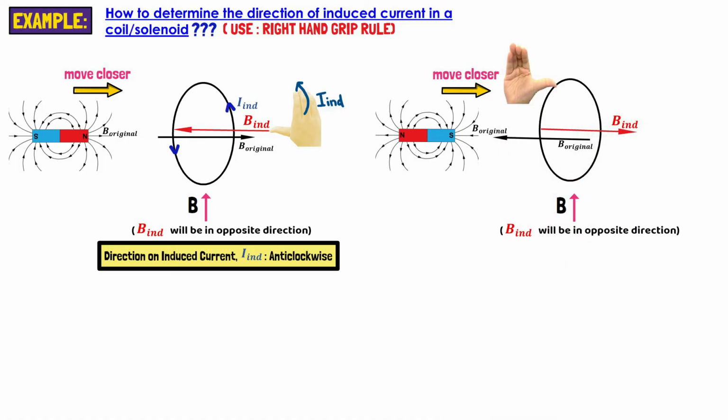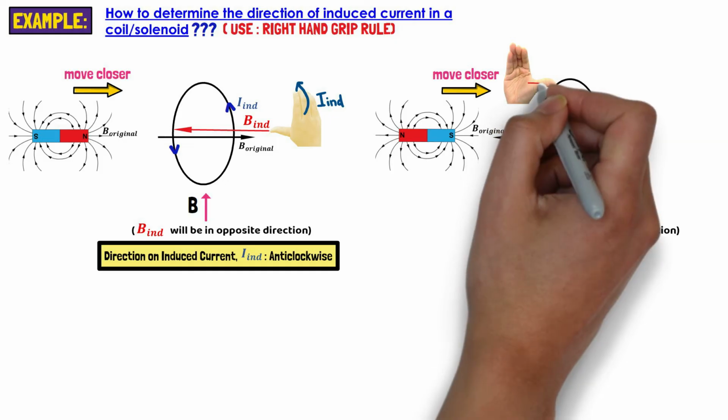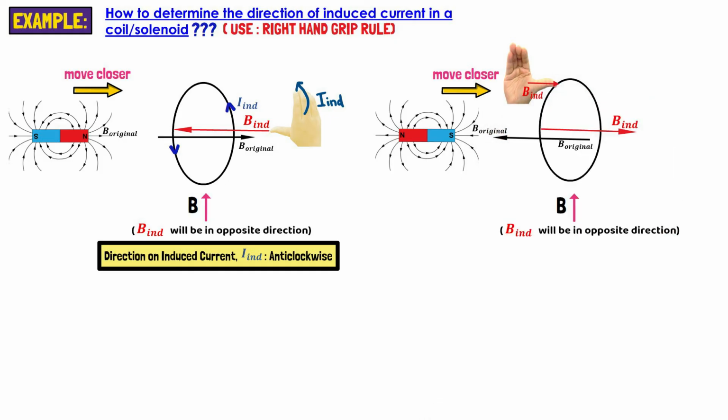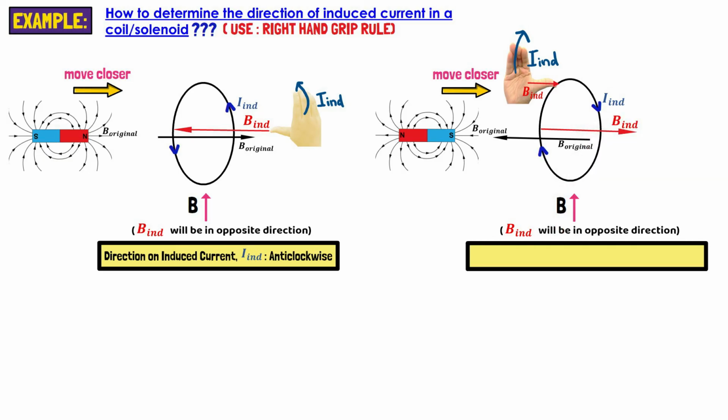Sekarang keluarkan tangan kanan. Let's try right hand grip rule. So your thumb must be pointing towards the direction of the induced magnetic field, which is to the right, and you can see that your induced current, okay, induced current awak tu ke atas kan, tapi kali ini tapak tangan awak dia ke atas dan bawa ke depan. Jadi daripada right hand grip rule itu, kita akan nampak that the direction of the induced current in this coil is in clockwise direction. Okay?